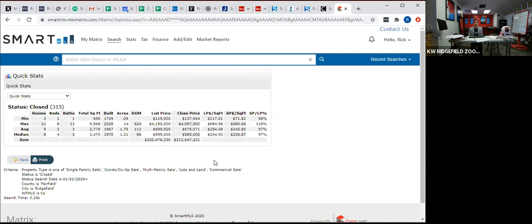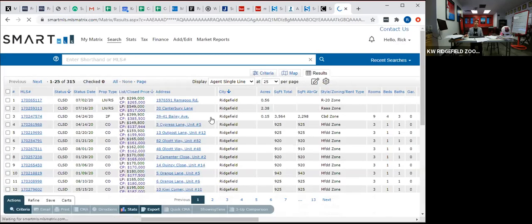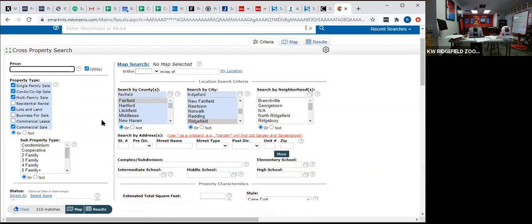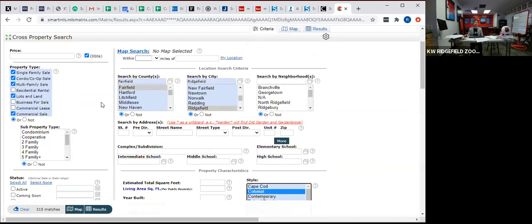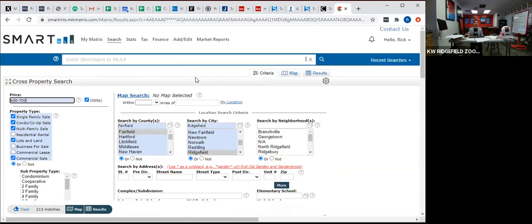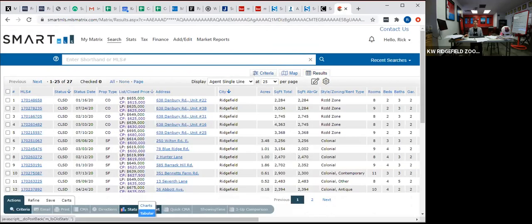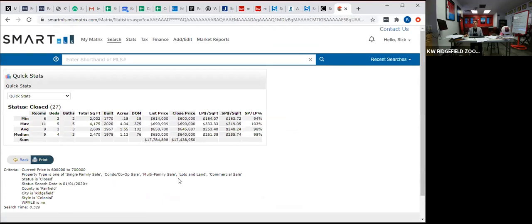If you want to get specific, you can run colonials from 600 to 700 thousand since the beginning of the year and see what that's done. Just go back to your criteria. Now all of a sudden you want colonials only from $600,000 to $700,000. Everything else remains the same. You click results, you click stats, you click tabular. I have found the numbers don't change all that much when you get specific, right? So now you have 102 days with whatever this is, right?